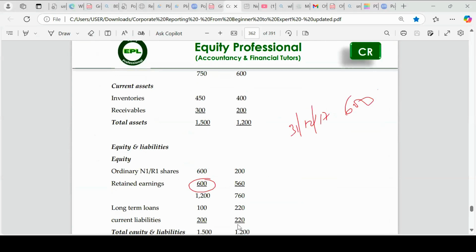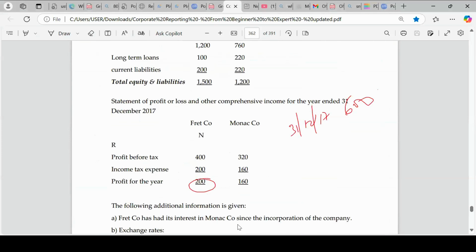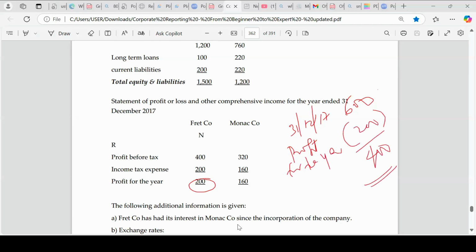And then the profit for the year was 200. So if you remove the profit for the year, what you have is 400. This must have been their opening retained earnings for Fretco. And that's why you have it like that in our calculation. All right.